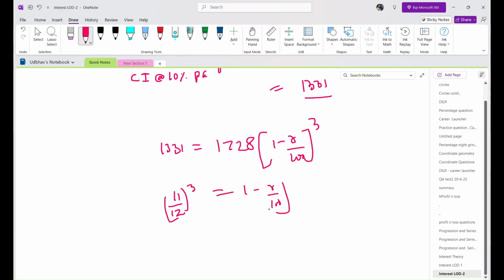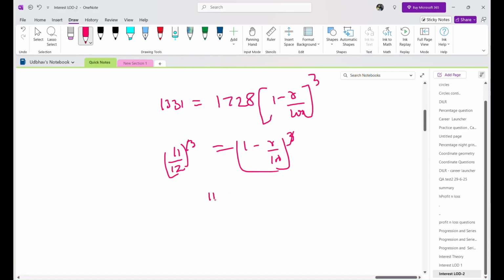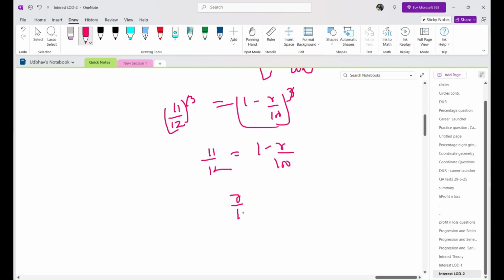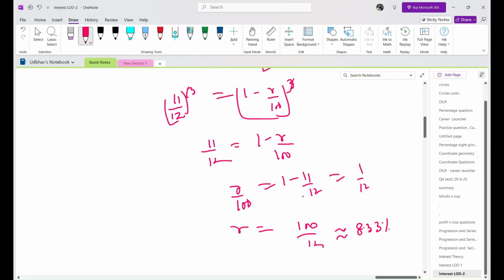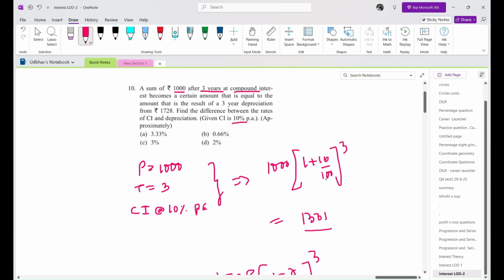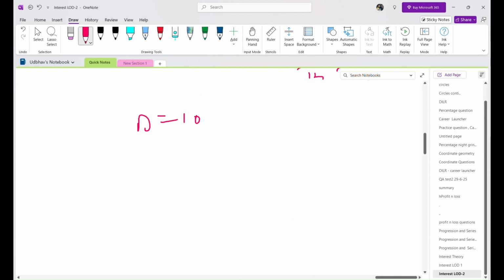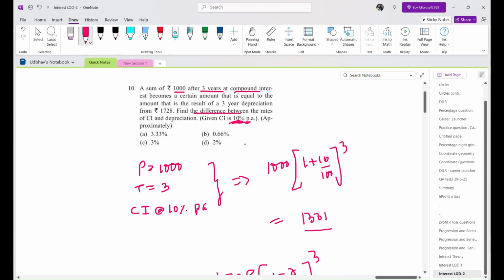1 minus R upon 100. Cube power will get cancelled. 11 upon 12 equals 1 minus R upon 100. R upon 100 equals to 1 minus 11 upon 12, which equals to 1 upon 12. R equals to 100 upon 12, which comes out to be 8.33%. So the rate of depreciation is 8.33. Compound interest rate is 10%. We have to find the difference. The difference is 10 minus 8.33, 1.77, or approximately 2%.